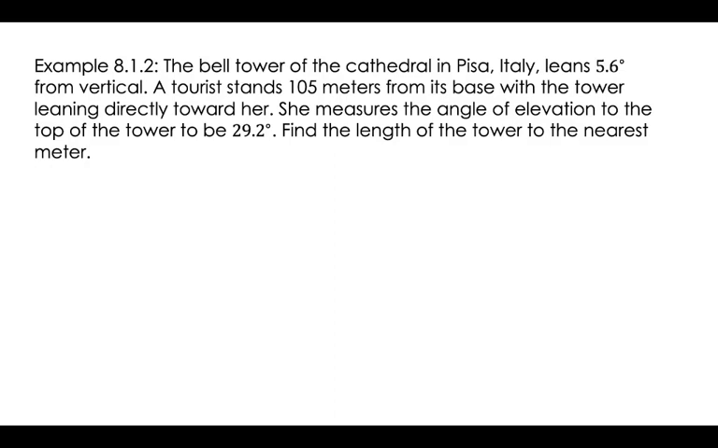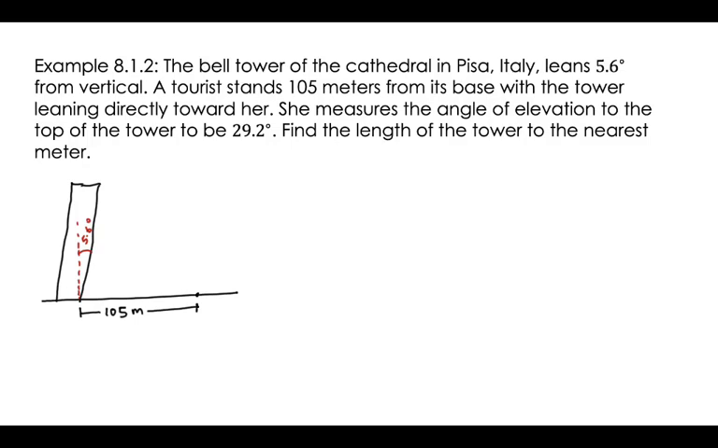Okay, so we have the Leaning Tower of Pisa. So there's the ground, and here's a building that is definitely not perpendicular to the ground. They tell us that this tower leans 5.6 degrees from vertical. So there's the vertical, and this is my 5.6 degrees. And then we have a tourist standing 105 meters from its base with the tower leaning directly towards her. So she's over here, 105 meters from the base.